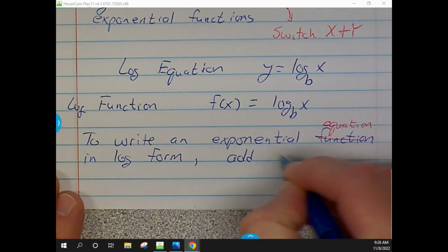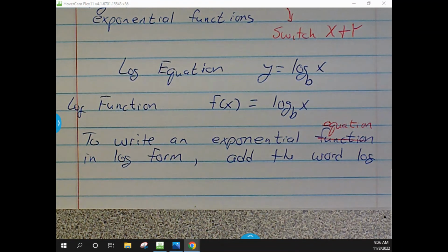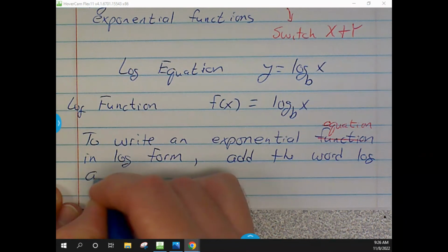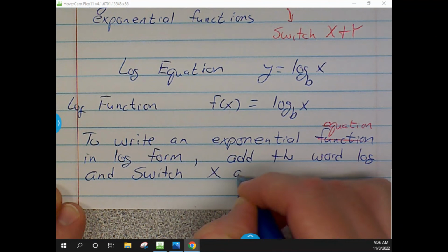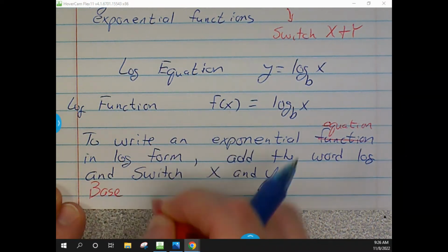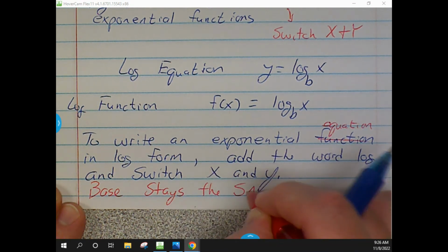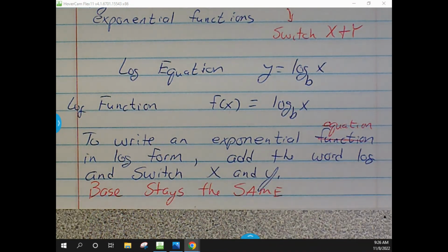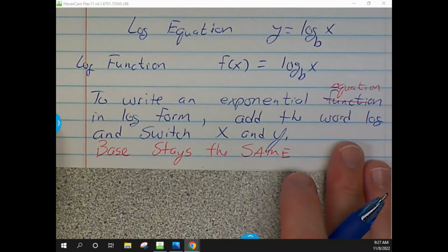you're going to add the word log because you have to write it in log form. You have to have that. And then you switch your x and your y. And the one thing that's true for both of these parts is whether it's in log form or exponential form, the base will always stay the same.